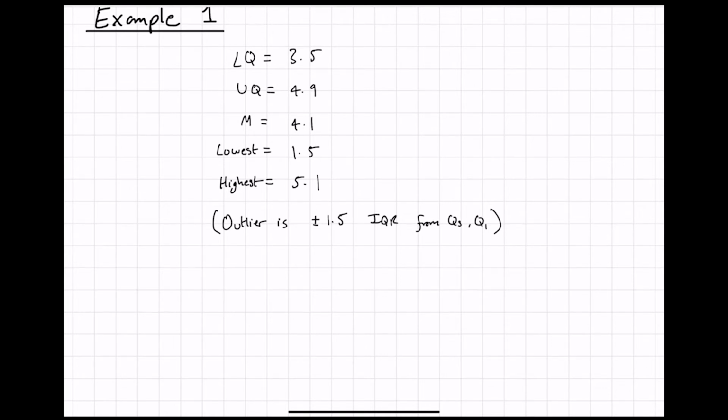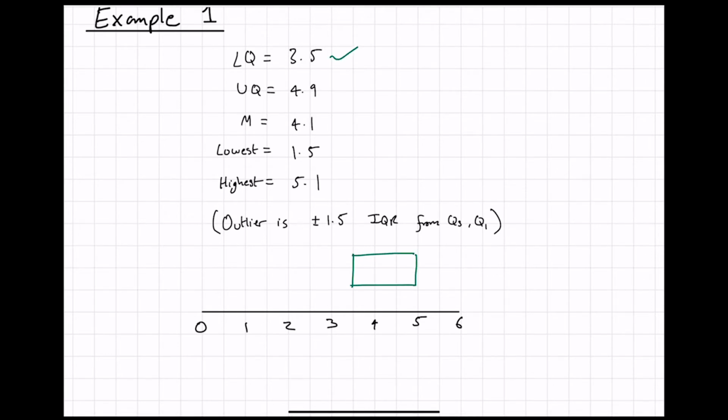But I think the best way to do this would be to draw it to scale somewhat. So let's say every 2 is equal to 5. Let's draw an extra bit on for that. So let's say it starts from 0, 1, 2, 3, 4, 5, and 6. We know our lower quartile is 3.5, so it would be somewhere here. We know our upper quartile is 4.9, which is somewhere here. So we can draw that box.